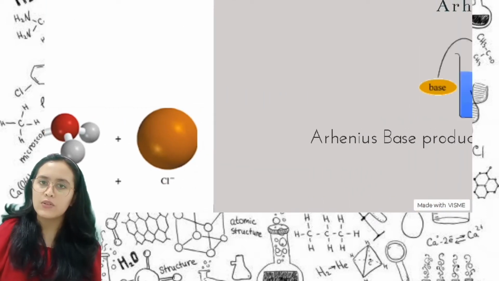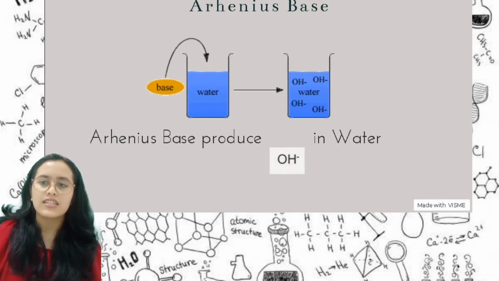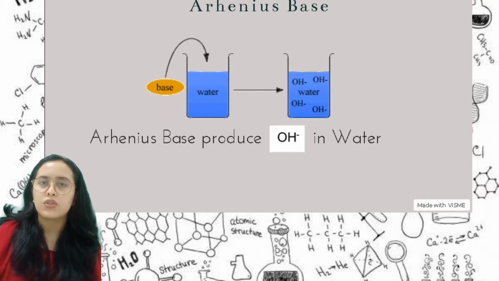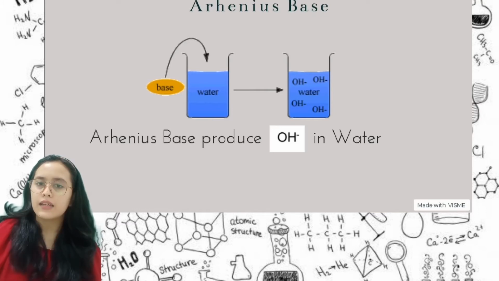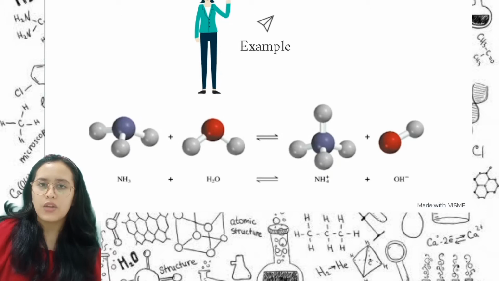How about Arrhenius base? An Arrhenius base is a compound that increases the concentration of hydroxide ions present when added to water. This is an example: ammonia reacts with water to form ammonium and hydroxide ions.